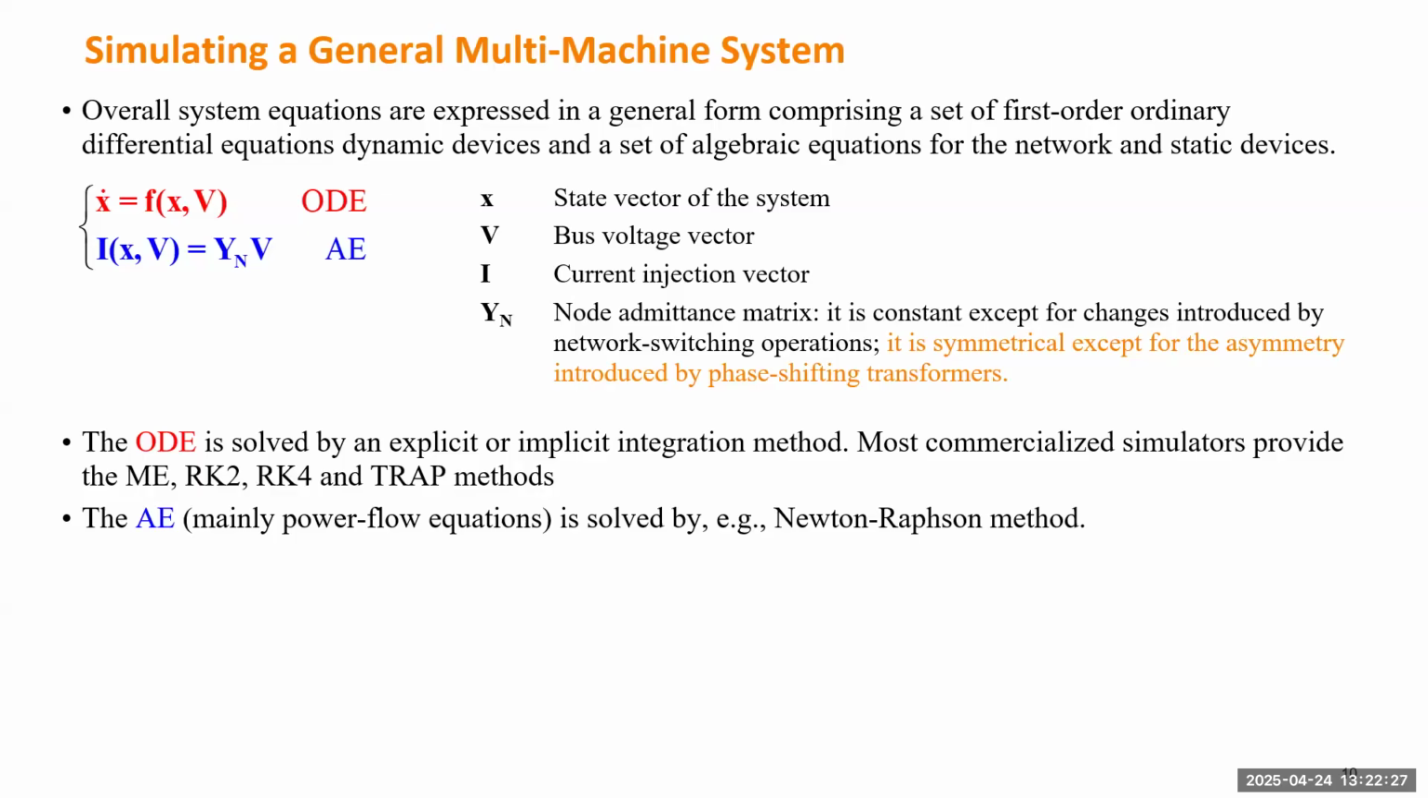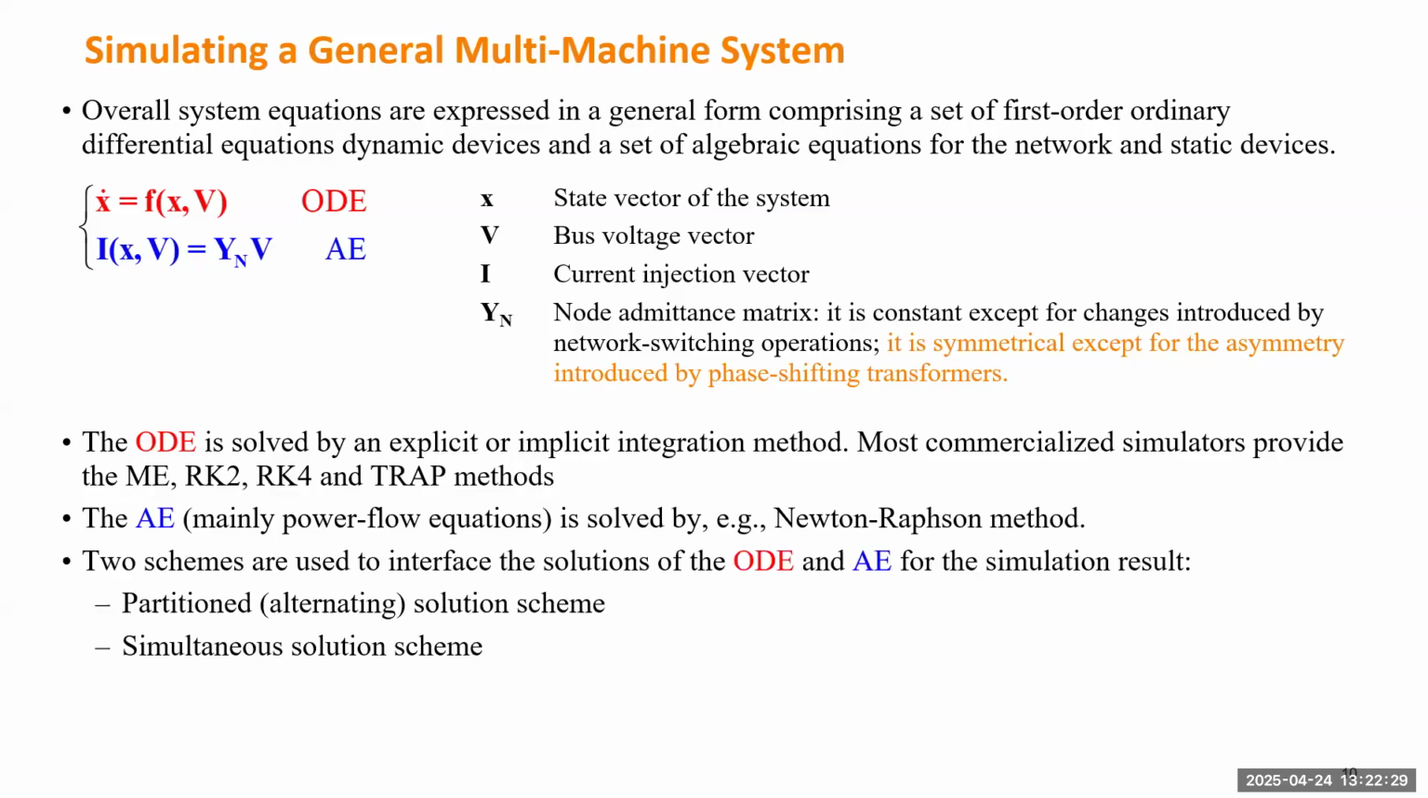So how do you do the simulation? There are two schemes to interface the solution from the ODE and the solution from the AE. The first one is called the partitioned or alternating solution scheme, which means you solve the ODE first, and any variable in the AE is considered constant. Then you pass the result to the AE, solve the AE using the new result from the ODE, and then pass the result back to the ODE. So you just iterate between the numerical integration solver and the nonlinear power flow solver.